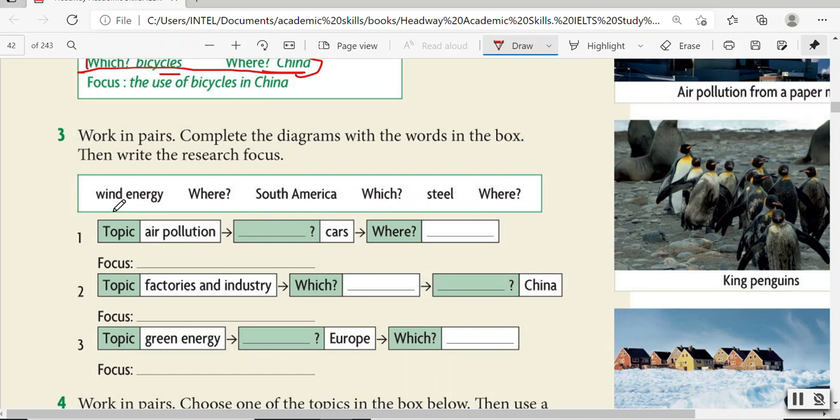We have wind energy, and where, South America, which, still, and where. We must write down these words in here, in these gaps. Number 1, okay, the topic that we have is air pollution.